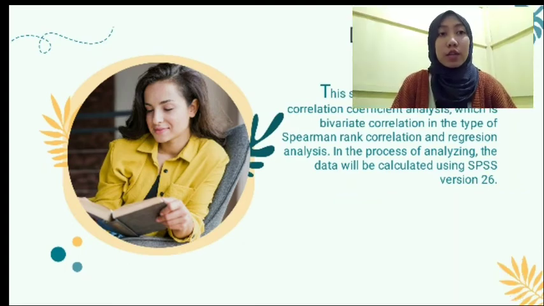Spearman rank correlation is used to know how is the correlation between students' vocabulary mastery and students' reading comprehension ability. And regression analysis is used to know how far students' vocabulary mastery influences students' reading comprehension ability. In this research, the data will be calculated using SPSS version 26.